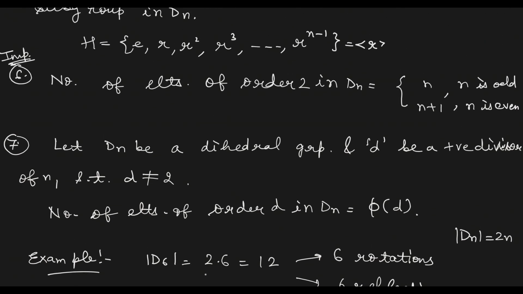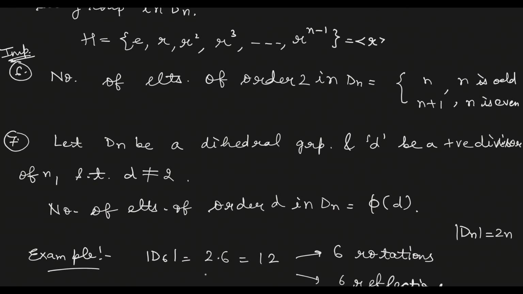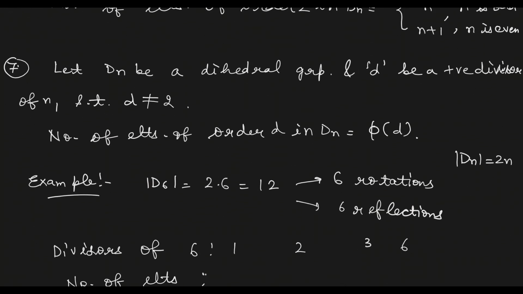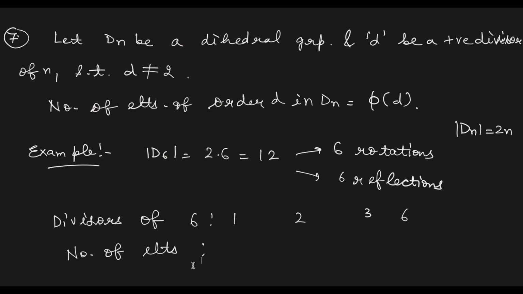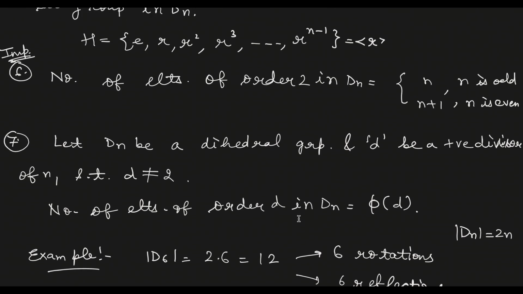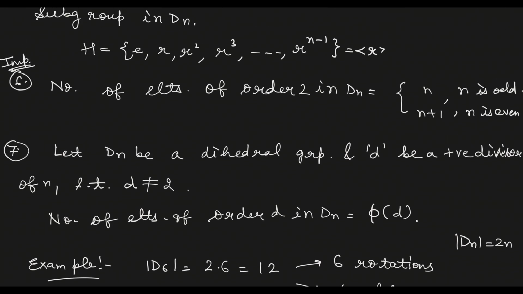Number of elements of order 1 in D6: phi 1, which is 1. And number of elements of order 2 in Dn when n is even: here n is 6, so 6 plus 1, 7. When n is odd it would be n.